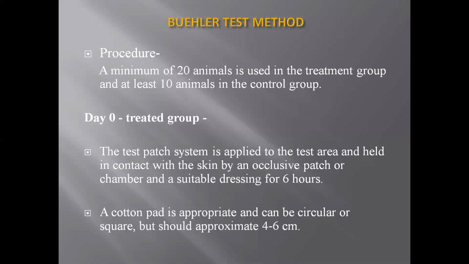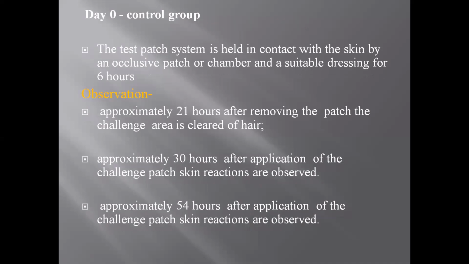And here a cotton pad is appropriate and can be circular or square, but should be approximately 4 to 6 centimeters. So for dressing, we can use a cotton pad, which should be approximately 4 to 6 centimeters. Now coming to the control group, here also a test patch system is held in contact with the skin by an occlusive patch or chamber and a suitable dressing for 6 hours.